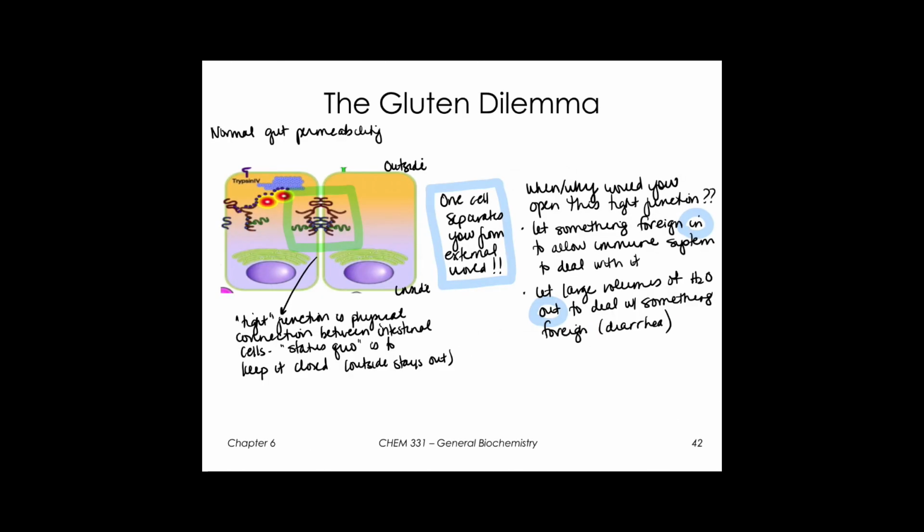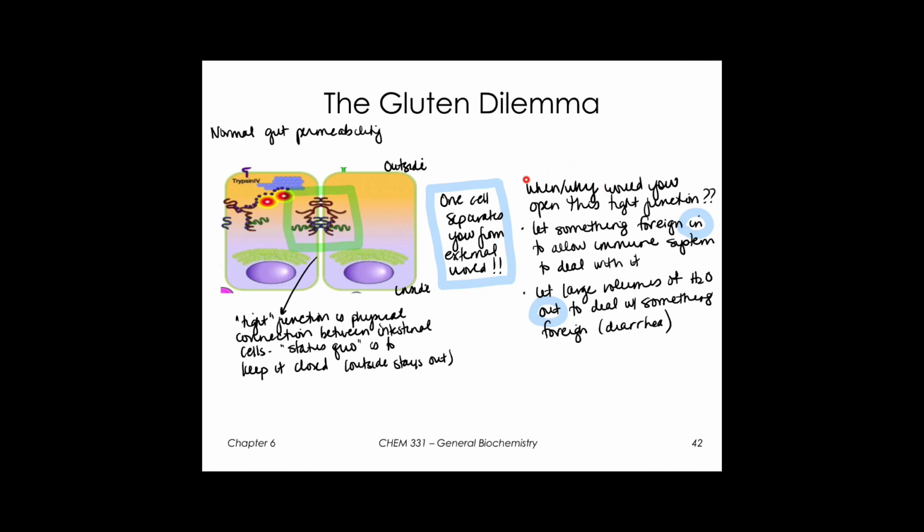So again, when we think about normal gut permeability, these represent two intestinal epithelial cells. Remember that there's only a single cell that separates you from the external world. And this is the external world, in essence, your intestinal lumen, the space that's inside your intestinal tract. And this represents the tight junction, which is a physical connection between intestinal cells. And the status quo, what's normal, is that the tight junction is tight and closed. And that allows the outside stuff to stay out, the inside stuff to stay in. And as we highlighted on our previous slide, the way that things get from the outside to the inside is generally by passage through channels that are within each intestinal epithelial cell.